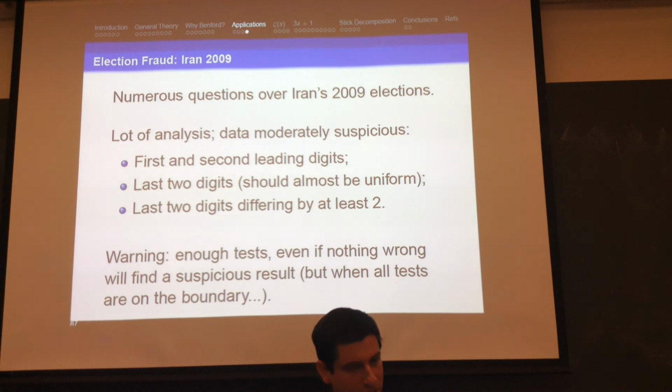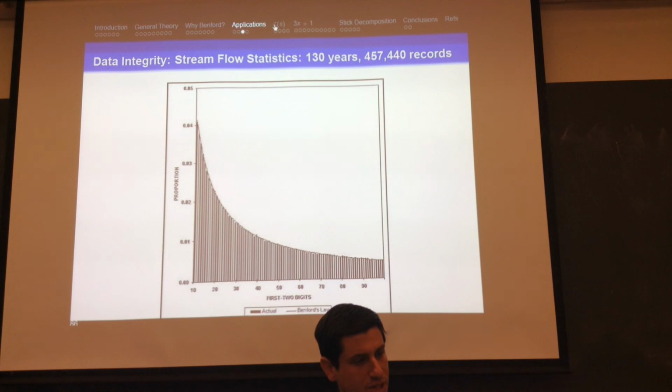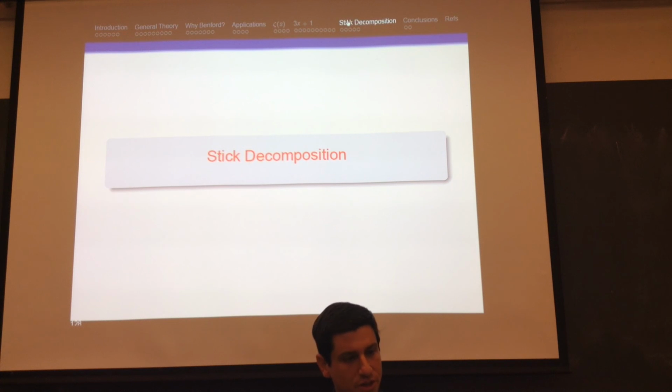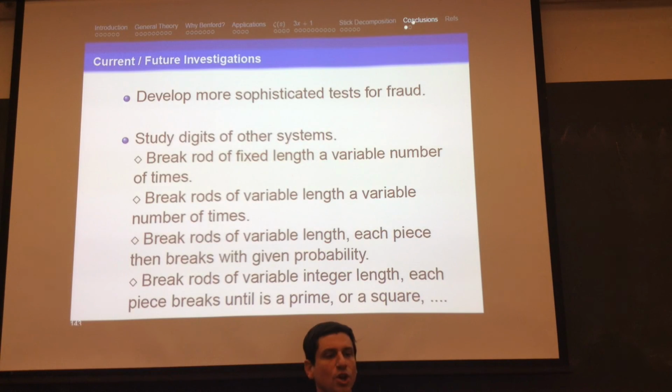So we're not going to get into other stuff. There's some stuff, if you want, on the Riemann zeta function. There's some stuff on 3x plus 1. There's some stuff on stick decomposition. Just some very fast conclusions. We want to develop more sophisticated tests for fraud.